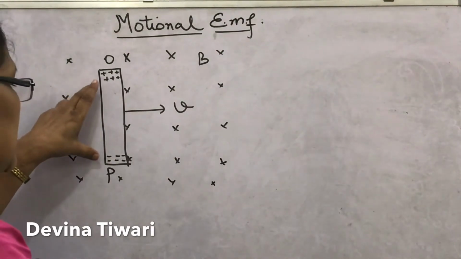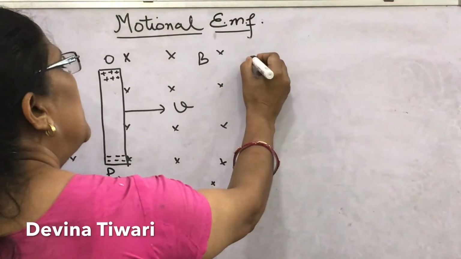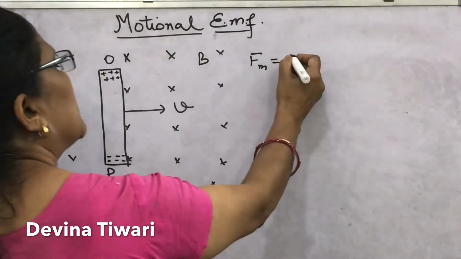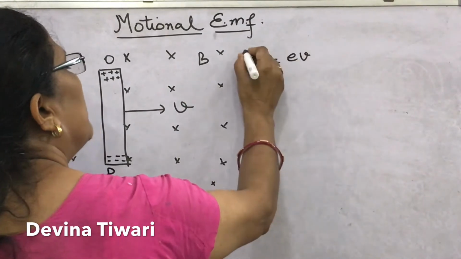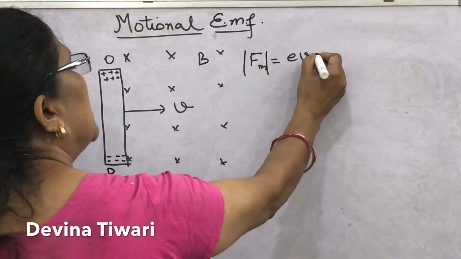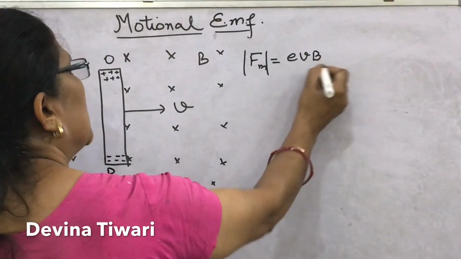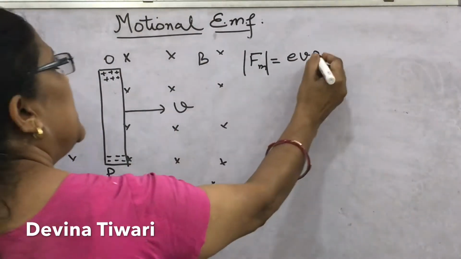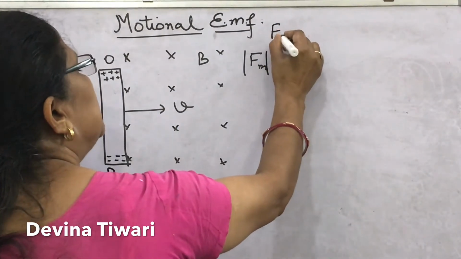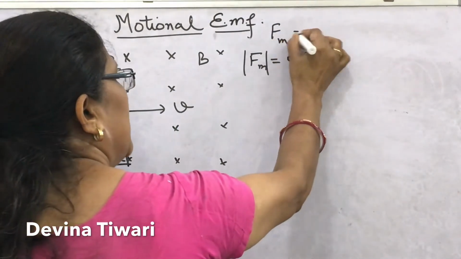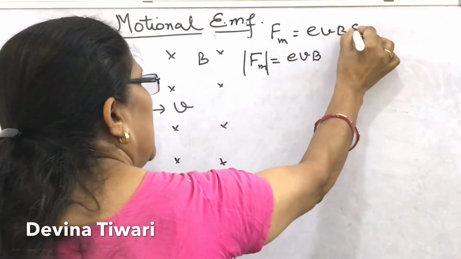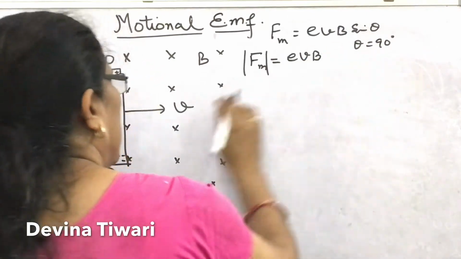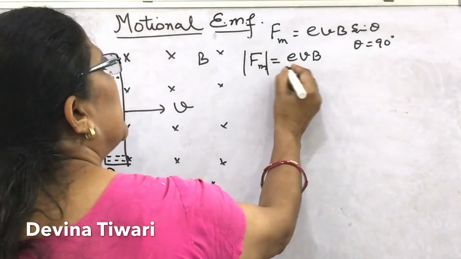So how is it developed? Because of the magnetic force, that is, the Lorentz force acting on the electron. I will write here only the magnitude of it: Fm equals eVB sin theta. Since theta is 90 degrees, the angle between velocity and magnetic field, it will be eVB.